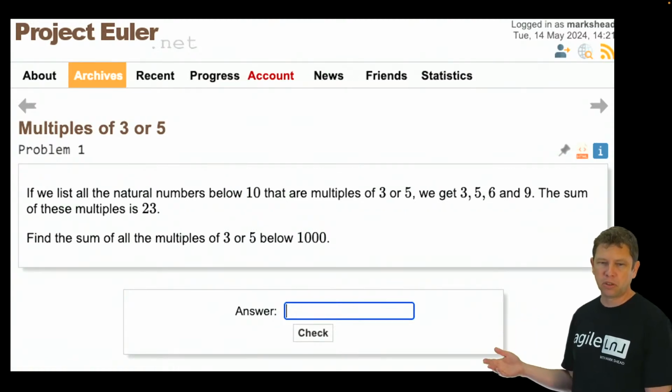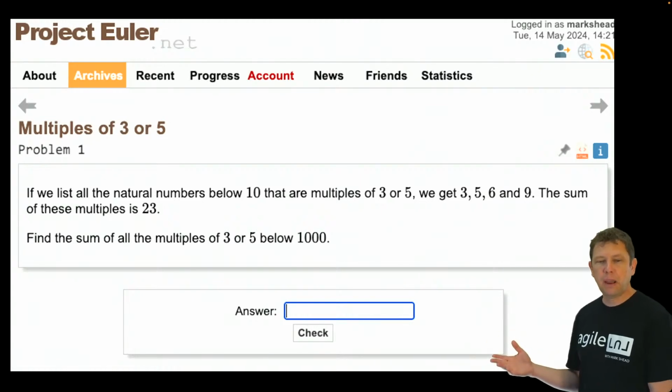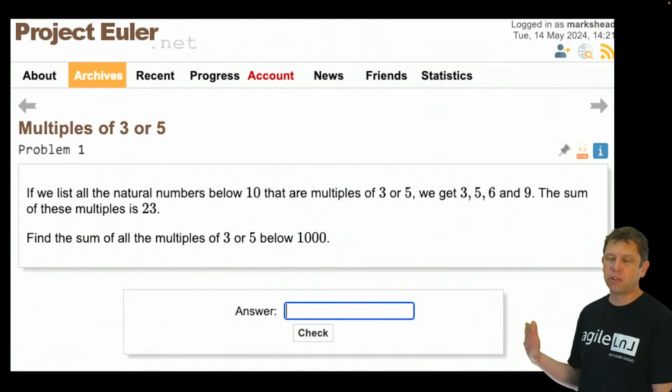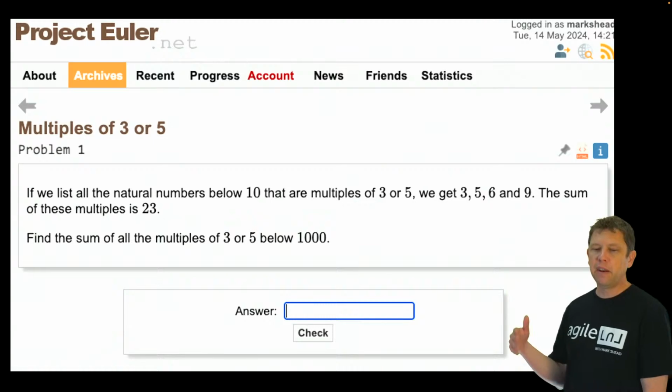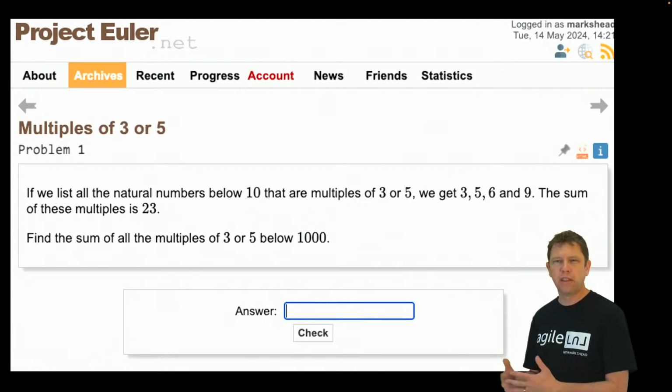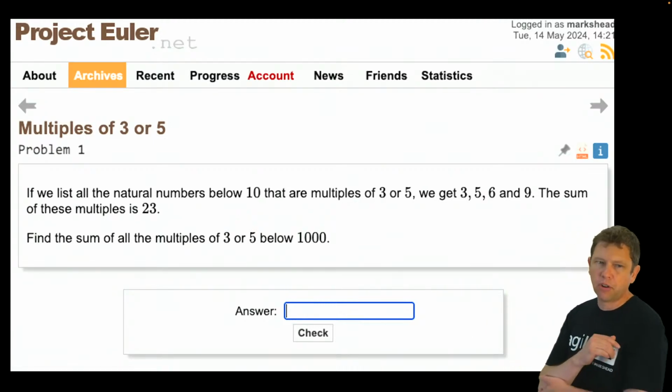The sum of these multiples is 23. Okay, now do the same thing for all the numbers that are below 1,000, and then type in that number. So usually there's one answer at the end of it, and then it'll tell you if you're right or not.